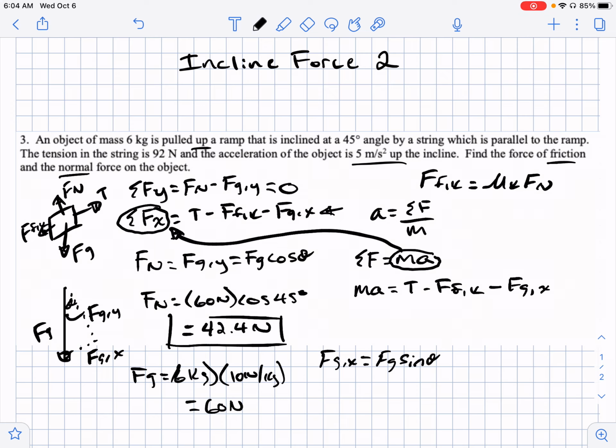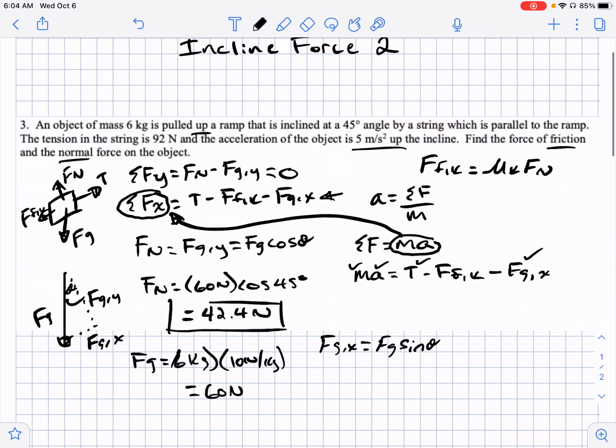And so looking at this, we can solve for FGX, because we said it was FG sine theta. The problem gave me tension, it gave me the mass, and it gave me the acceleration. So we can rearrange this equation here and now solve for the friction. To rearrange it, we're going to need to first add the friction over to the left side, and then we'll subtract the mass times acceleration to the other side.